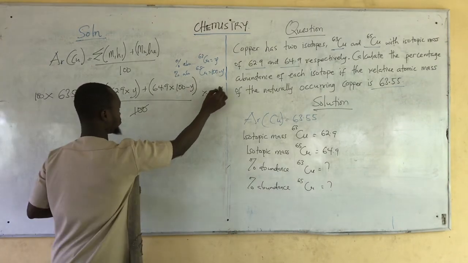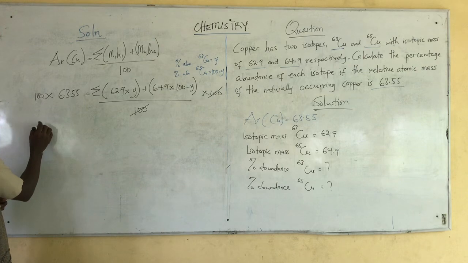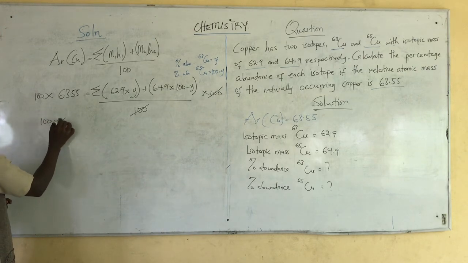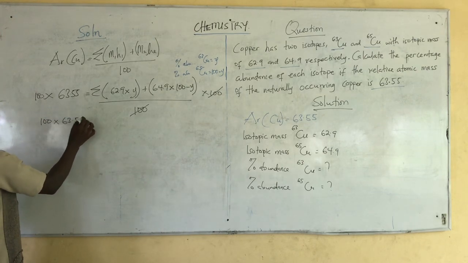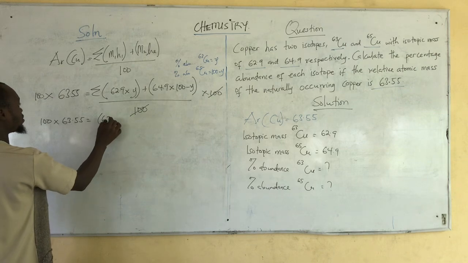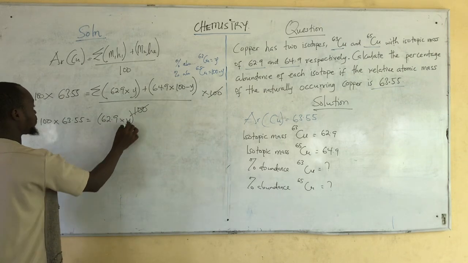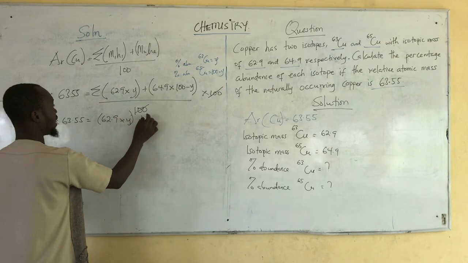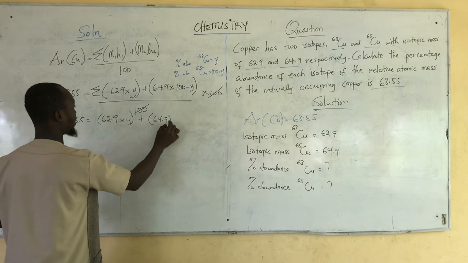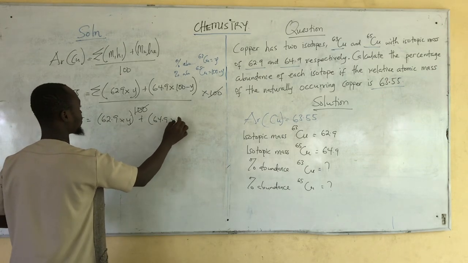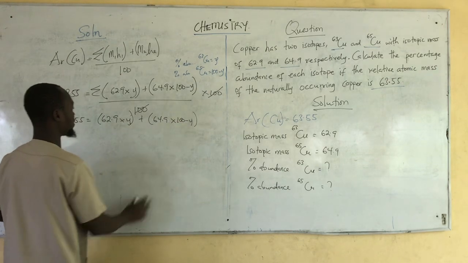So this is going to eliminate this. So I'm going to get 100 times 63.55 being equal to 62.9 times Y plus 64.9 times 100 minus Y. Is that okay?